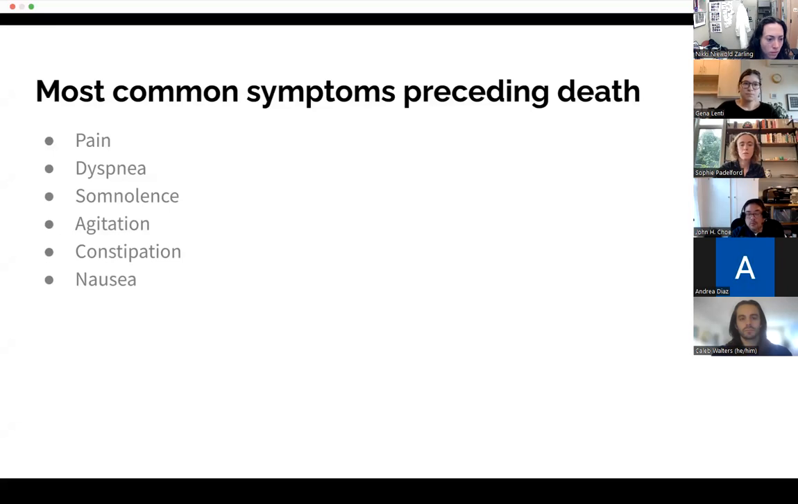So here are the most common symptoms preceding death. Probably not surprising to anyone. We see pain, we see shortness of breath, we see somnolence, or conversely, agitation, so kind of agitated delirium. Constipation is a really common one, and a really big focus in the literature is avoiding and treating constipation in patients that are actively dying, because that's pretty uncomfortable and can be really bothersome prior to death. And then nausea.